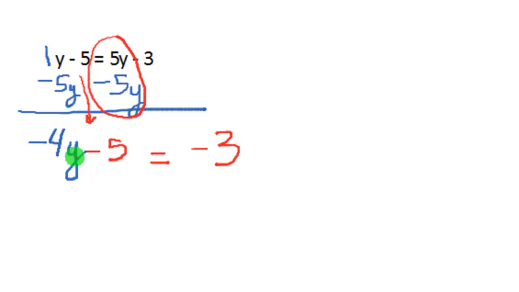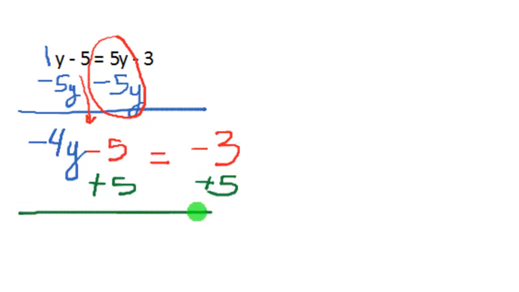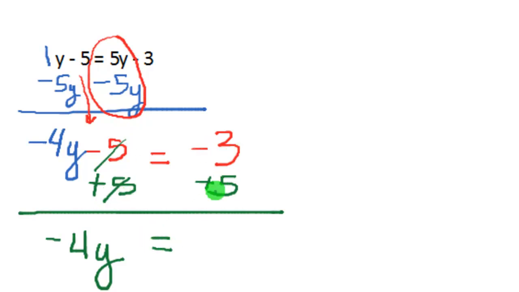Okay, now we need to isolate the y. So this now looks a lot like our problem from above. And so we're going to add positive 5 to both sides so that we can isolate and get that y on the left by itself. Negative 4y comes down. Negative 5 plus a positive 5 is 0, so those cancel.